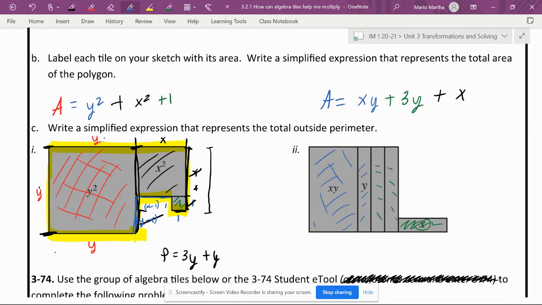And then the bottom part right here, we have x minus 1 plus 1, right? So if we add those together, plus 1, you notice it's just equal to x. So that's the nice thing about it. This entire length right here is just x. So plus 2x. And then the only one we need to consider and not forget is this little side right here. So that would be just plus 1. So the perimeter would be 3y, combine the like terms, 4y plus 2x plus 1.